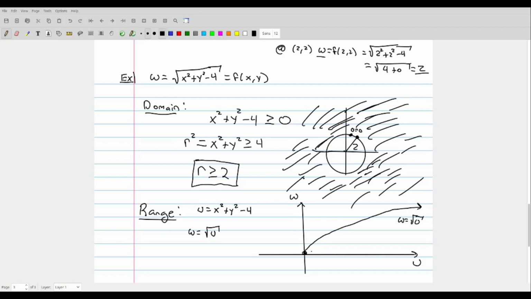So what that means then is that the range of the square root function, square root of u, is the range from u equals 0 out to u equals infinity, all the way out to positive infinity. And that then means that the range of our function f is also going to go from 0 to infinity, the interval from 0 all the way out to positive infinity. And that's the range for this function.